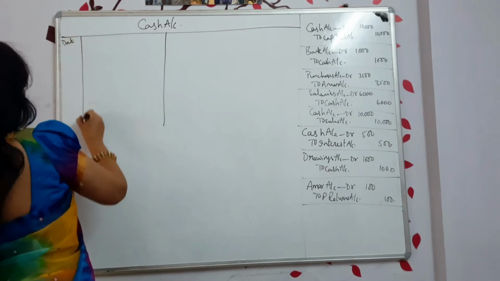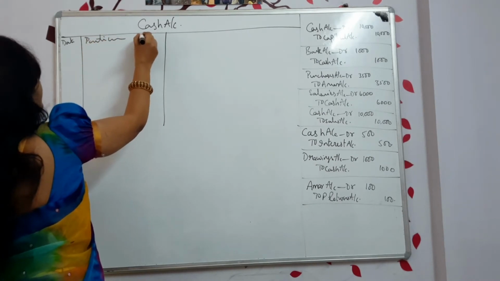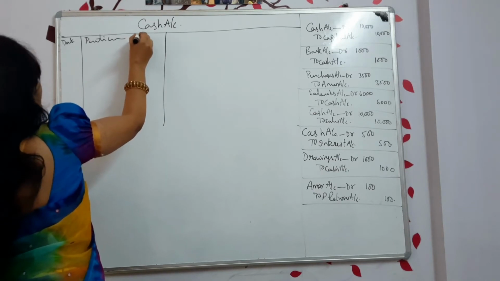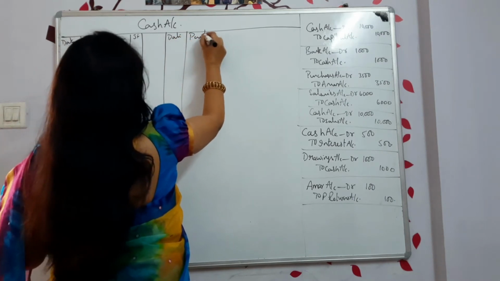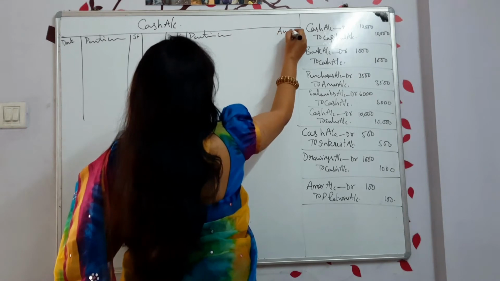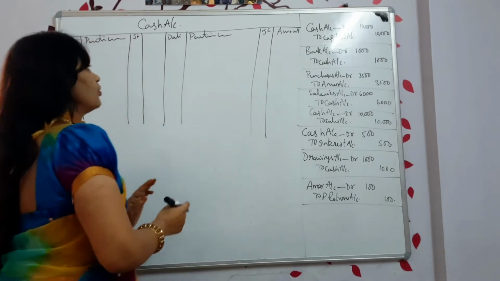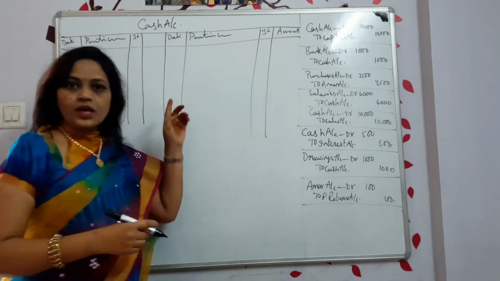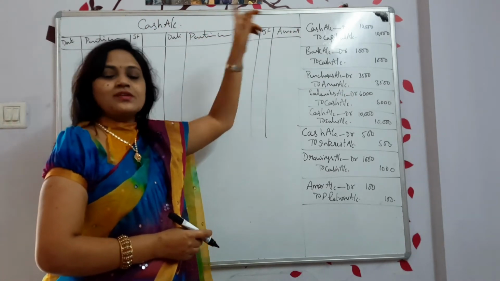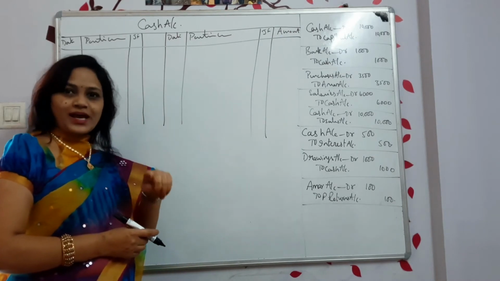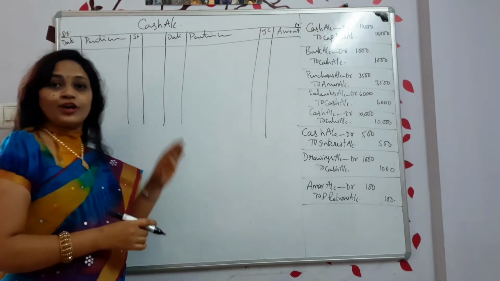First, date column, particulars, amount and journal folio. Again, date, particulars, amount, journal folio. Okay? What is missing? Am I done with everything? Check it out. Here debit is missing and here credit is missing. An account compulsorily requires debit and credit. So write down debit and credit. Now the format is done.